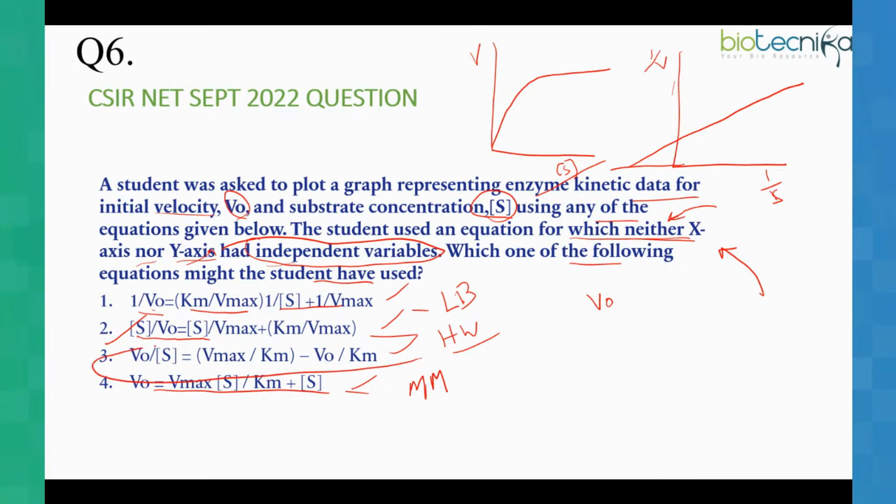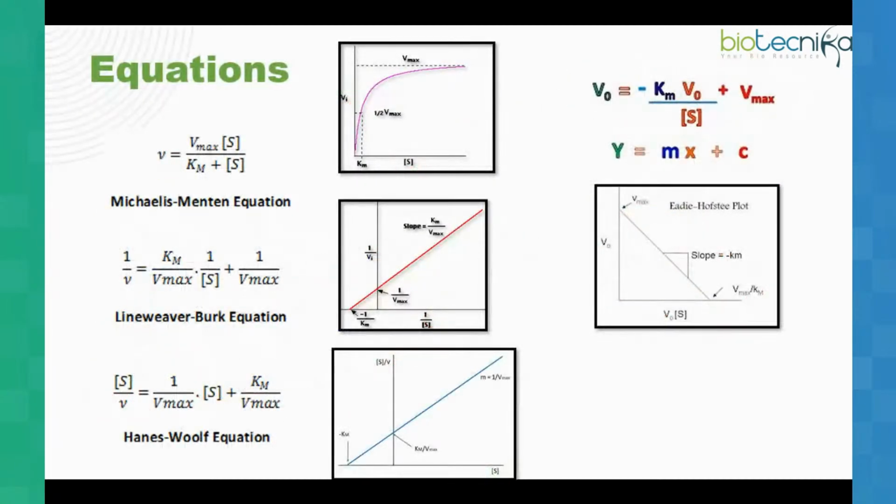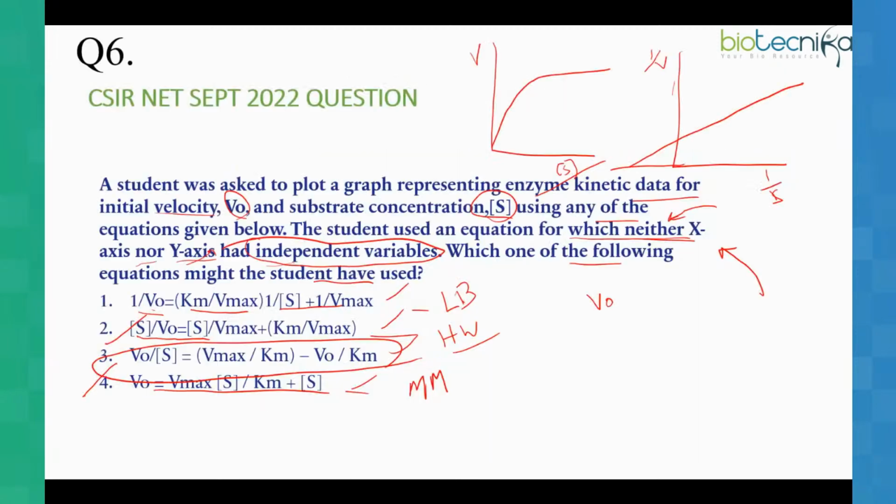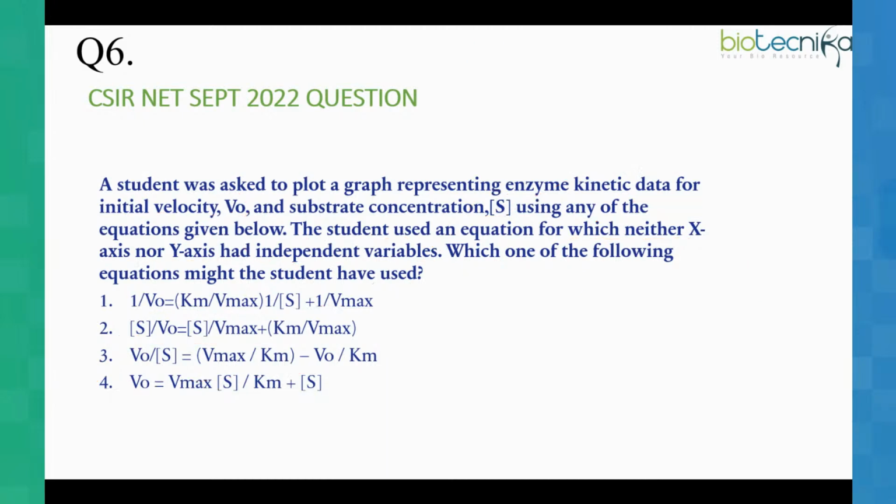This one is the Eadie-Hofstee plot, but it is not in the Eadie-Hofstee format, because the Eadie-Hofstee equation is this. You may have to solve it a bit to get this equation, but instead, if you simply cancel out that this is Lineweaver, this is Hanes-Woolf, this is Michaelis-Menten, then directly you will be left with only one answer, which is option 3. Yes, very good, Satyam, that's the right answer, correct.